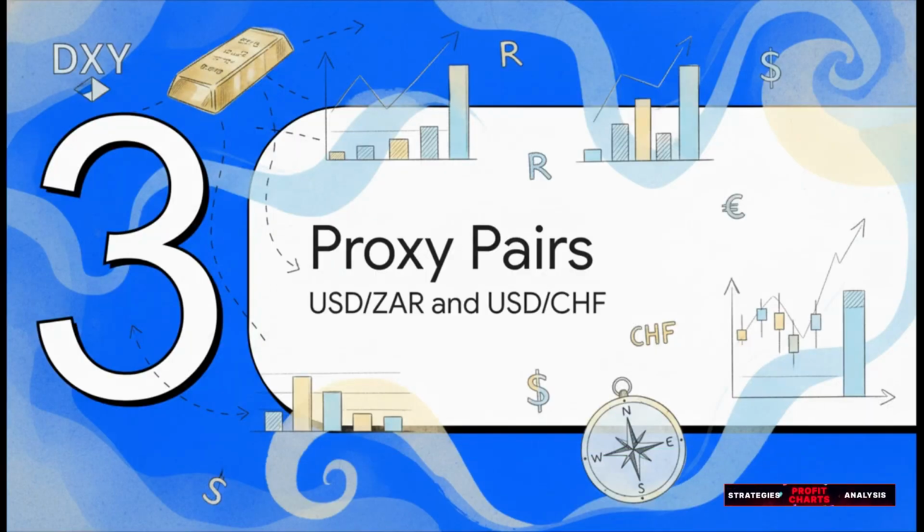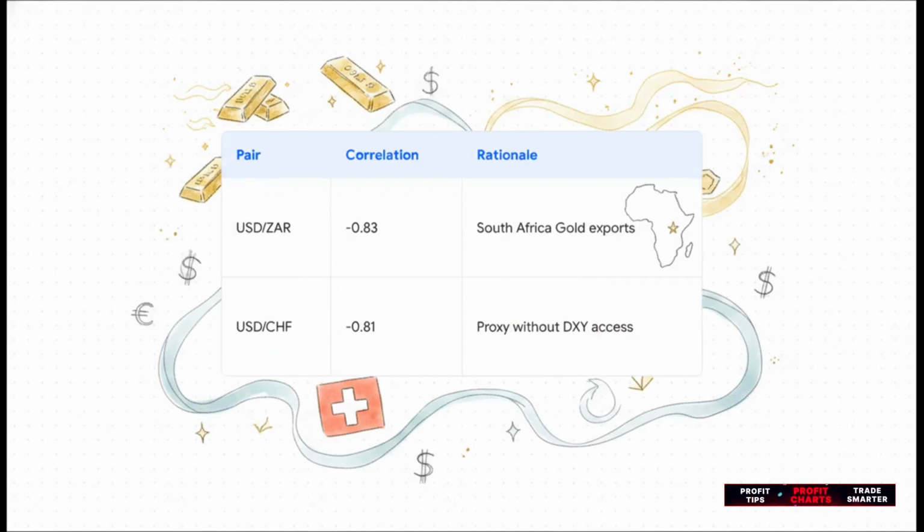Moving on to Section 3, proxy pairs, USD/ZAR and USD/CHF. Okay, so you might be wondering, what if the gold DXY correlation isn't at that extreme 0.80 level? Am I just out of luck? No way. If that main signal is weak, we just look at proxy pairs for cross-market clues.